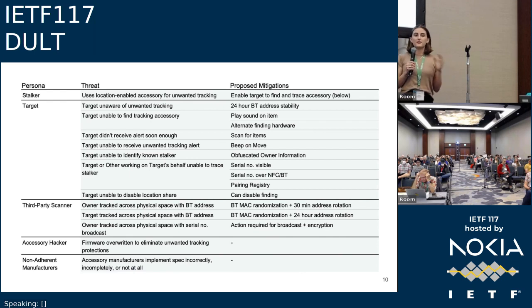And then finally, there is the target finding the device. Once you've found it, you don't want to just know that it's been tracking you. You want to be able to turn it off. So we also want to make sure we consider how you get the thing to turn off and stop reporting location.